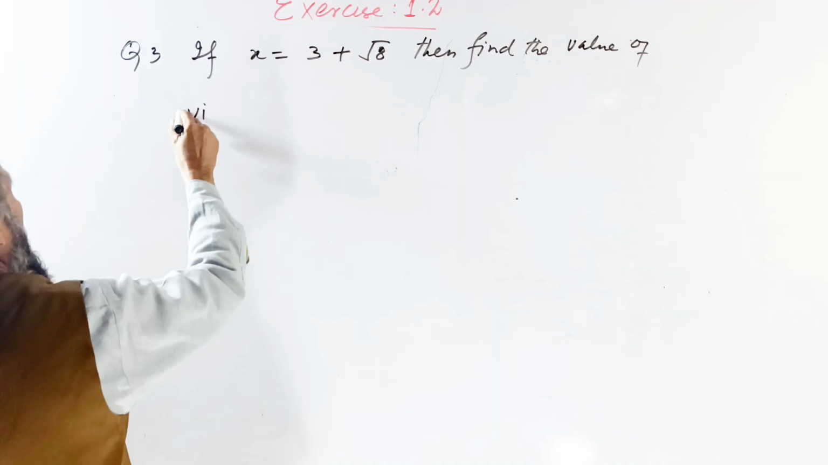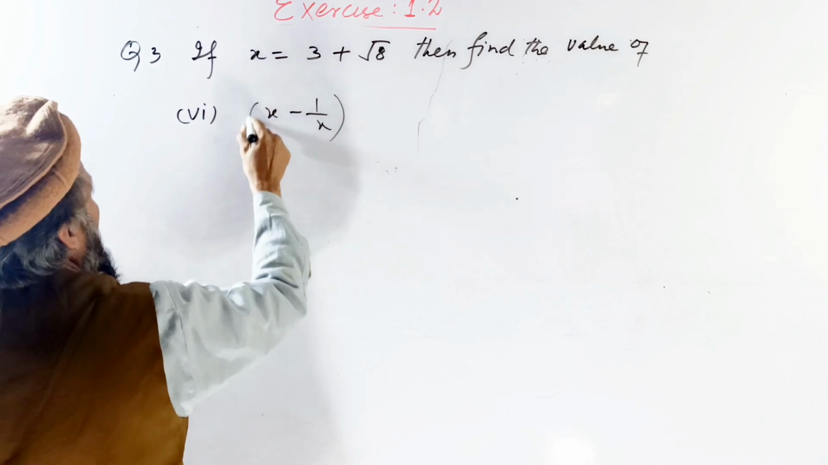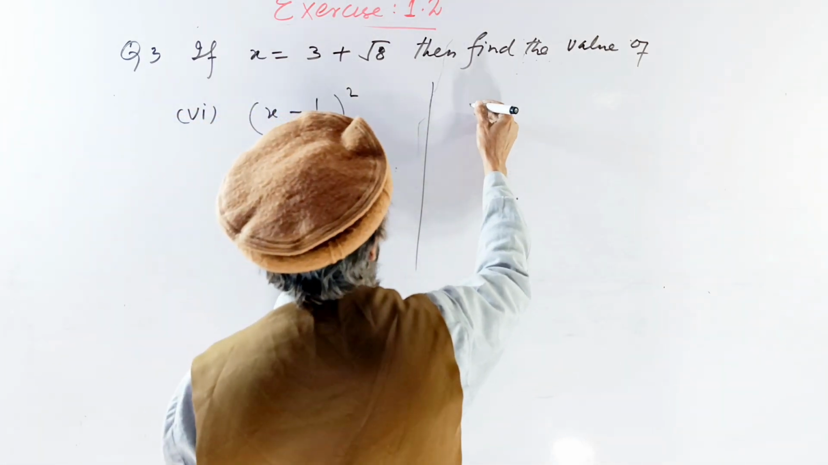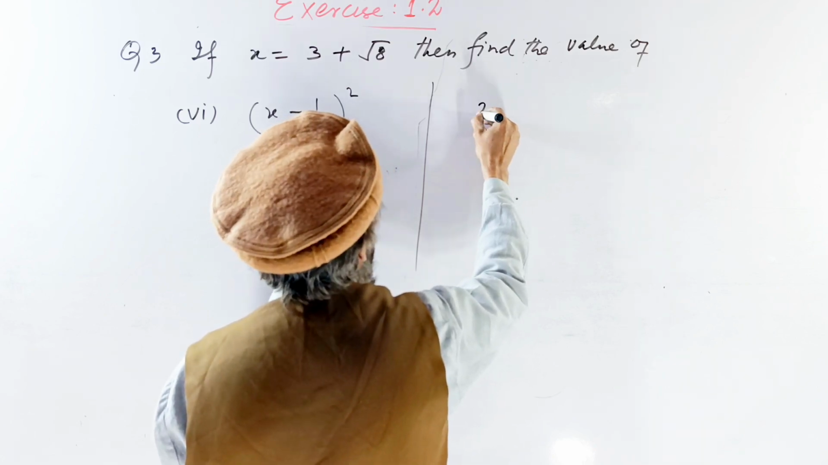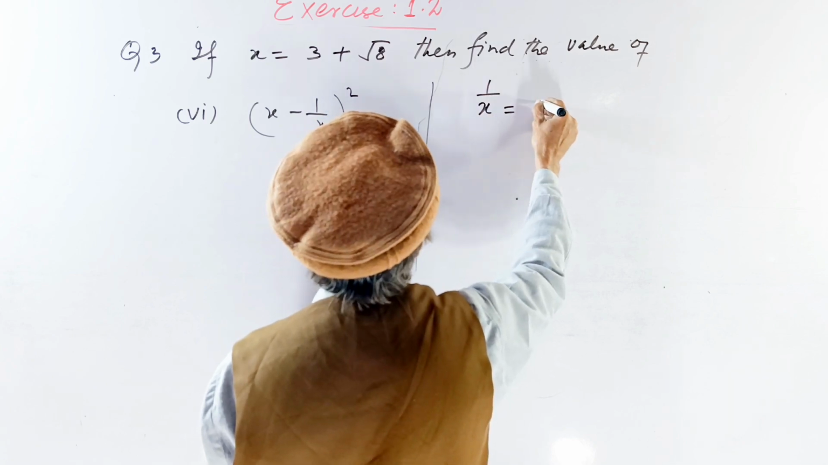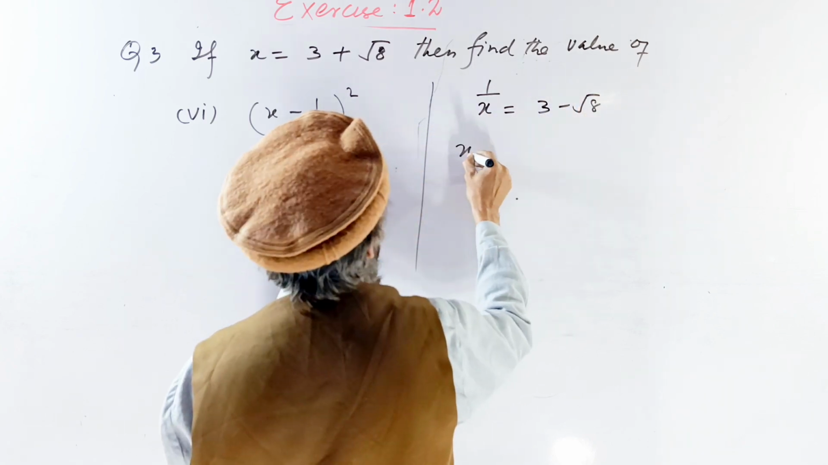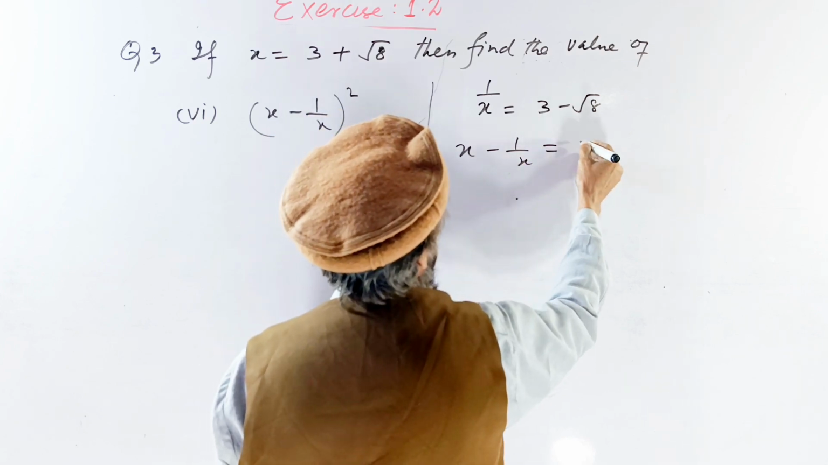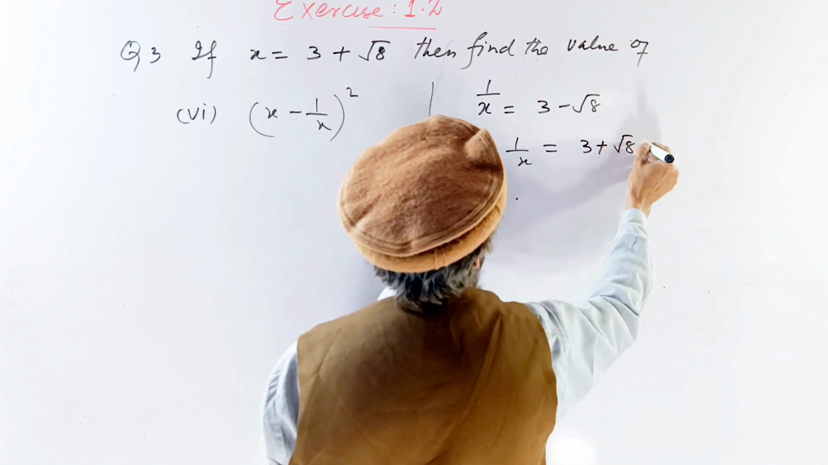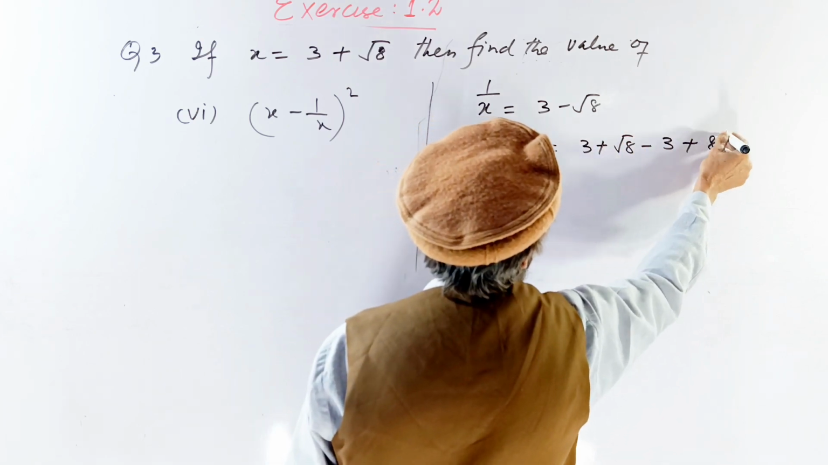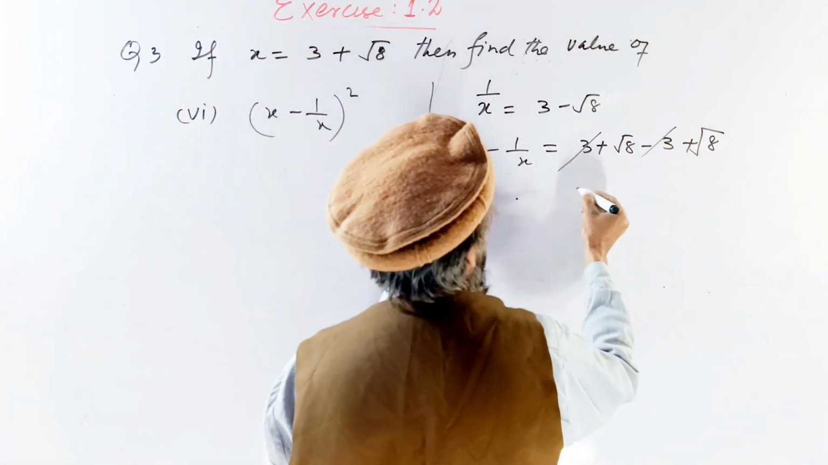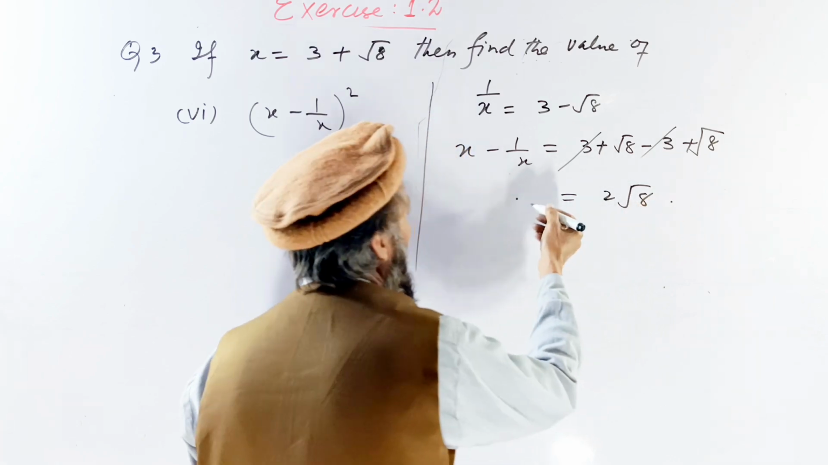Now the last question, (x minus 1 over x) whole square is required. Look here, we have already done the second part, third part and first part. So x is given there, 1 over x is given there, we have 3 minus root 8, and x minus 1 over x we have done here 3 plus root 8 minus 3 plus root 8. So this will be cancelled to each other. 3 minus 3, and we get here 2 root 8, which we have done already.